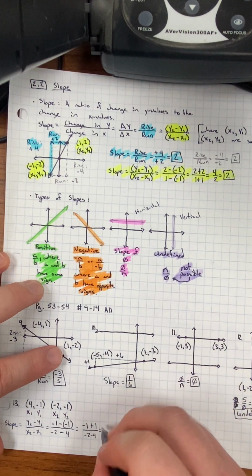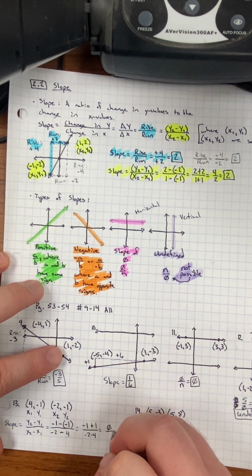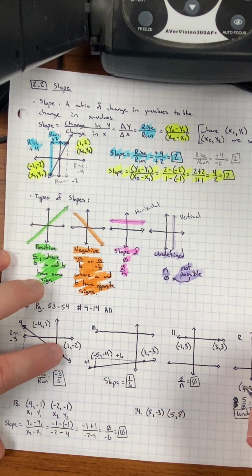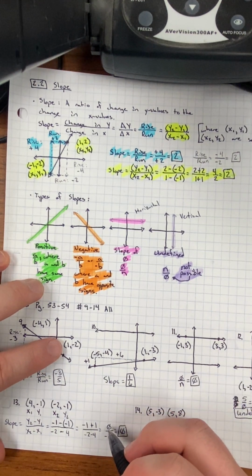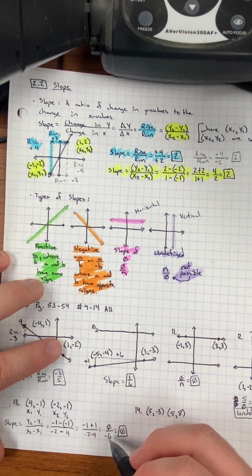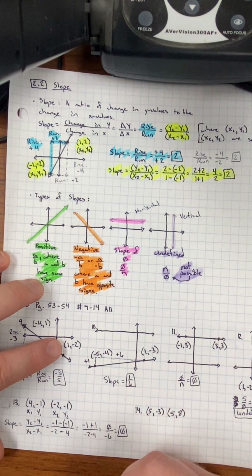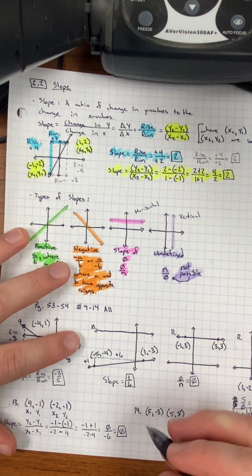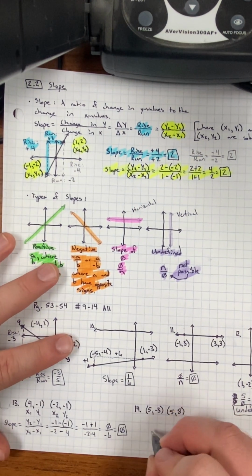-1 plus 1 cancels each other out, so I end up with 0 over -6, which means my slope is just 0. Okay? Remember, it's important to identify where's the 0. The 0 is on top. We can divide numbers into 0, right? I can say the phrase, how many 6s does it take to get to 0? Well, none. So 0 would be the answer. 0 6s gives me the answer, okay? All right.